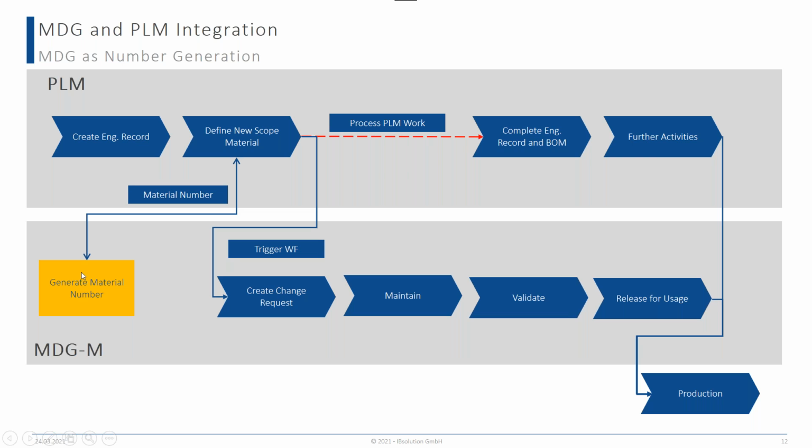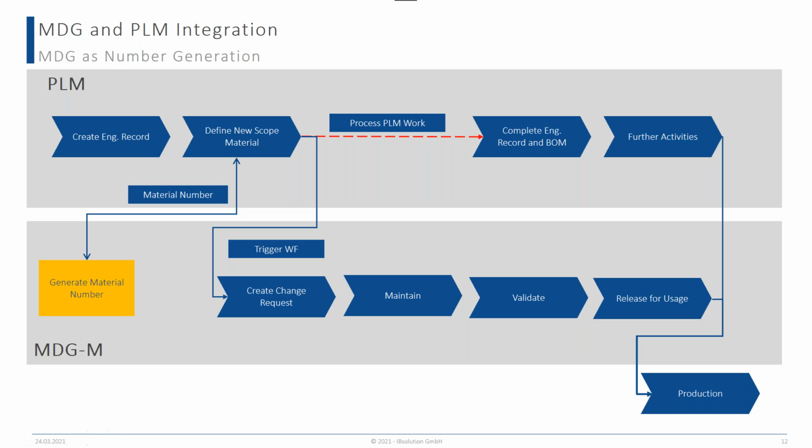Then we will have a material number generated in the MDG and provide it to the PLM system. Then PLM will use this material number and follow it. But again, by using the same material number, the workflow will trigger in the MDG. Then we have a creation of the change request with the material number, which was already provided by the MDG to the PLM. And then, in a similar way, we maintain the data, validate the data, and release it for usage.